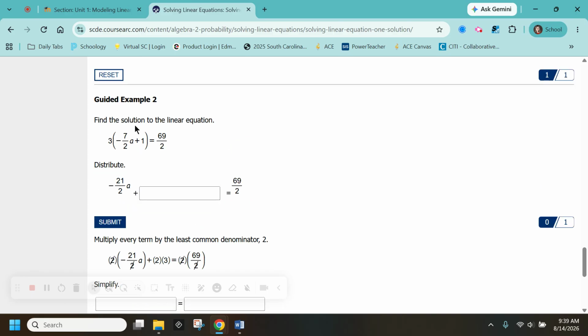Here we have another guided example. Again, we've got some fractions in here. Find the solution to the linear equation. The first step is to distribute. We're going to distribute the 3 through to our fraction. They've already done this side for you. Then 3 times 1 is 3.